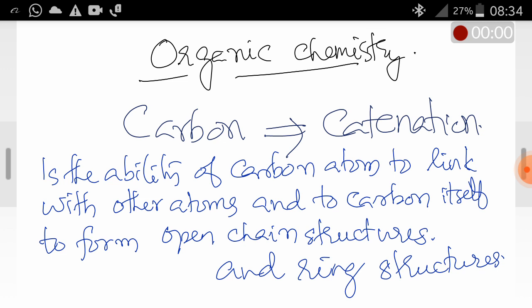All these are the reasons for the catenation property. So that makes carbon have the ability to form millions of compounds, the most important reason that makes life exist on the earth. So carbon has got its own branch of chemistry, that's what we call organic chemistry.